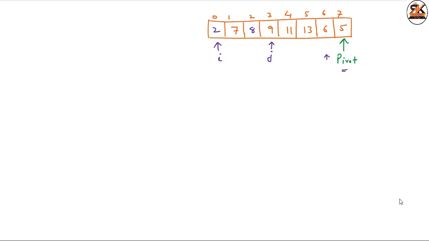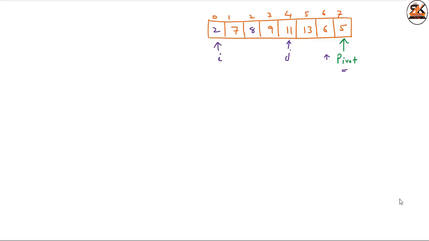Fine. Again a comparison is made between the contents pointed by j and the pivot element. What we see, 9 is greater than 5, so we have to do nothing. We simply increment j. Fine. When we increment j, now j will be pointing this position. Okay, and j is no more pointing to this position.